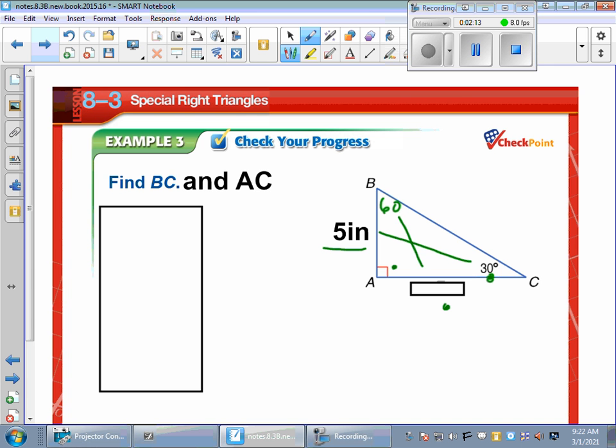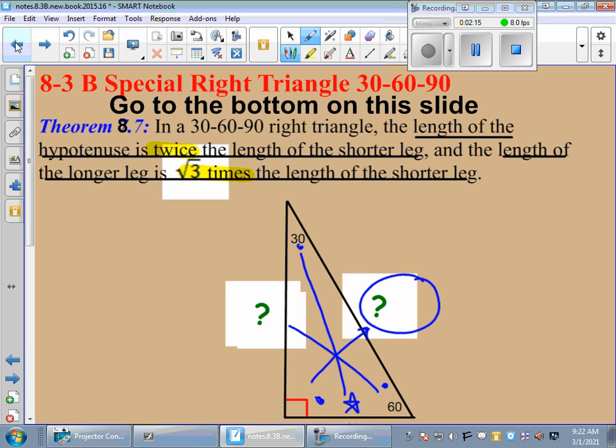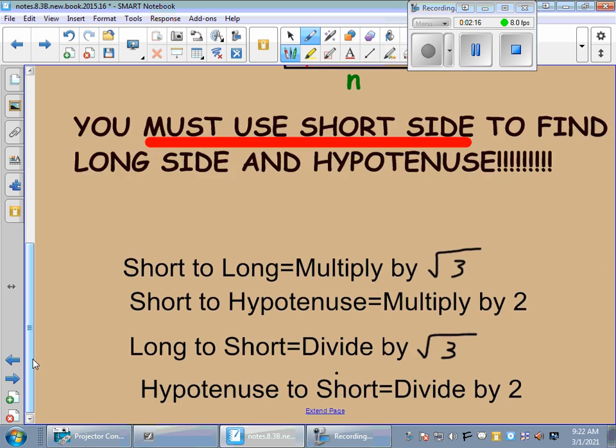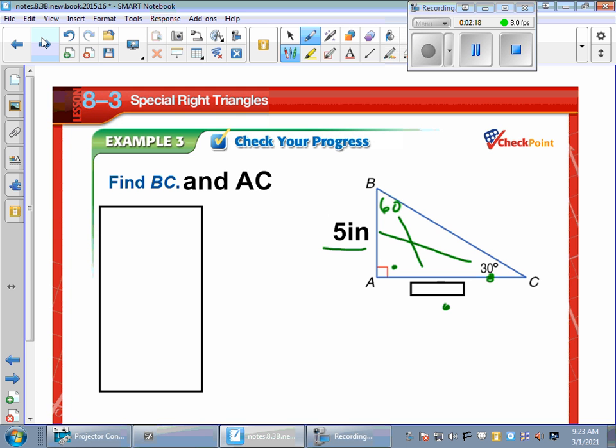If you need to reference this and go back to it, from short to long we multiply by the square root of 3. So 5 times the square root of 3 is simply 5 square root of 3. That's from short to long. From short to hypotenuse, we multiply by 2. 5 times 2 is 10. So that's basically what we're going to do.